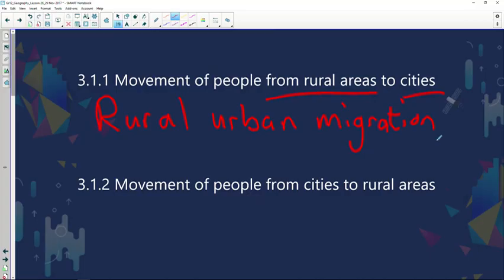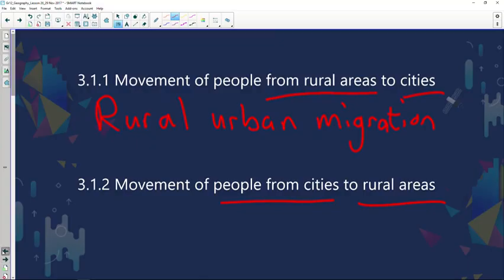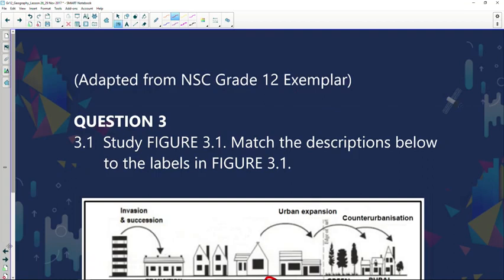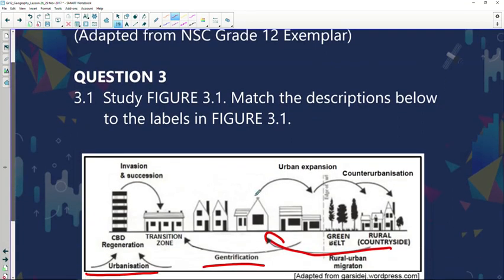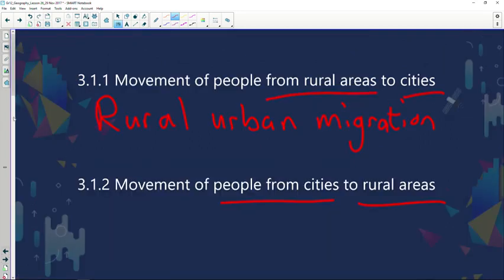areas. Now, the movement of people from cities to rural areas, so that's people moving away from urban areas to rural areas. And let's quickly go and have a look at the diagram over there. If you can see over here, people move from the urban areas to the rural areas, and the correct answer will be counter-urbanization. That will be the correct answer.